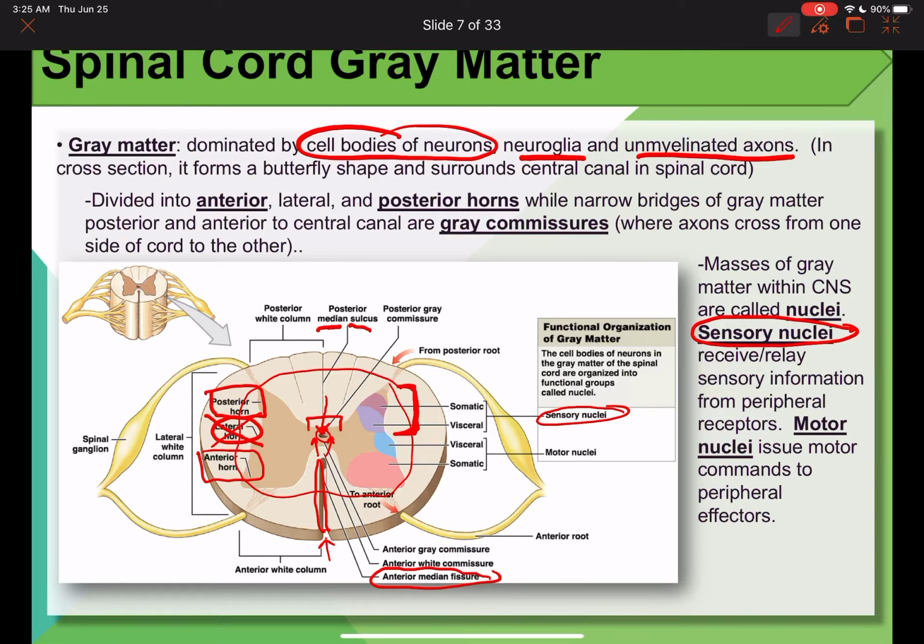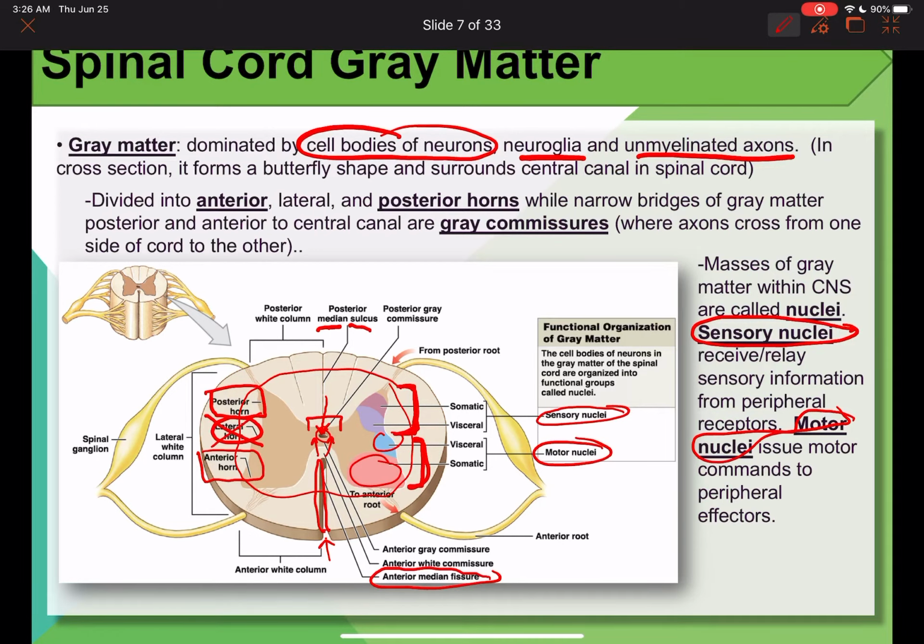And then you have motor nuclei, which is this region right here in the front. Okay, and we'll talk about the division of visceral versus somatic in a bit, but the motor nuclei is for issuing motor commands from the central nervous system toward peripheral effector tissues.